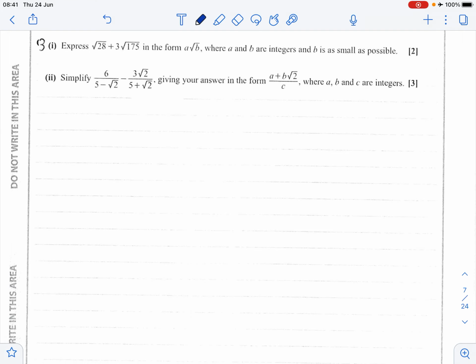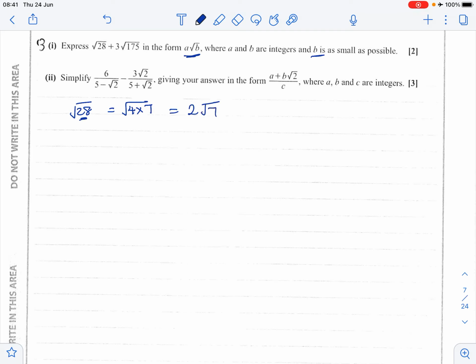Question 3. Firstly, we want to express root 28 plus 3 root 175 in the form a root b, where a and b are integers and b is as small as possible. So this is just converting roots. First, let's look at root 28. 28 can be split into 4 times 7. The key to converting this is that we try to get a square number from the whole number, so we can simplify it.